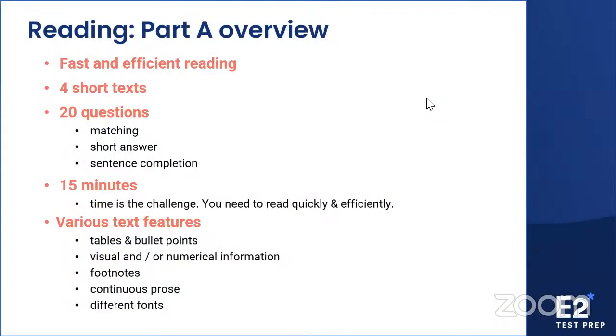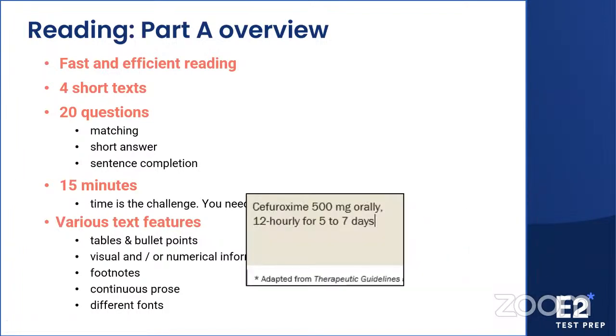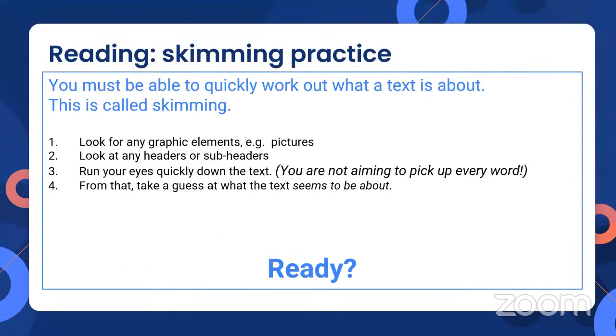So let's talk about reading Part A and what happens in it. You've got to read quickly. The focus is fast and efficient reading. You've got 4 short texts with 20 questions. There will be matching, short answer, and sentence completion. As you know, time is the challenge. We only have 15 minutes, and you need to read quickly and efficiently. There will be various text features such as tables, bullet points, visual, numerical information, footnotes, continuous prose, different fonts. So you've really got quite a lot to get to grips with.